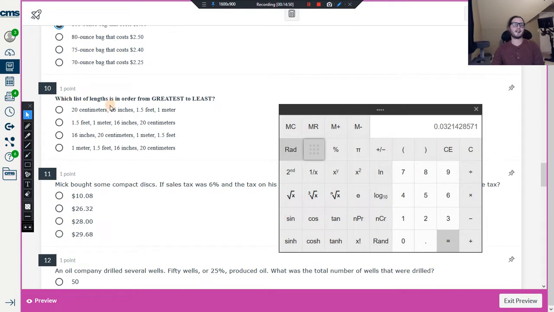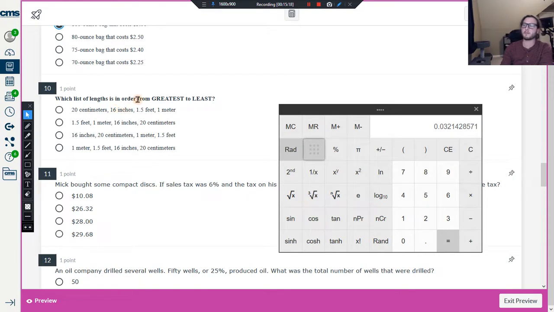For number 10, it asks which list of lengths is in order from greatest to least. So for this one, you have to consider the size of each thing. So this one says 20 centimeters comes first. Kind of doubtful. Centimeters are pretty small, only about as wide as your pinky thumbnail. So even if I stacked 20 of these up together, still probably not going to be that much.